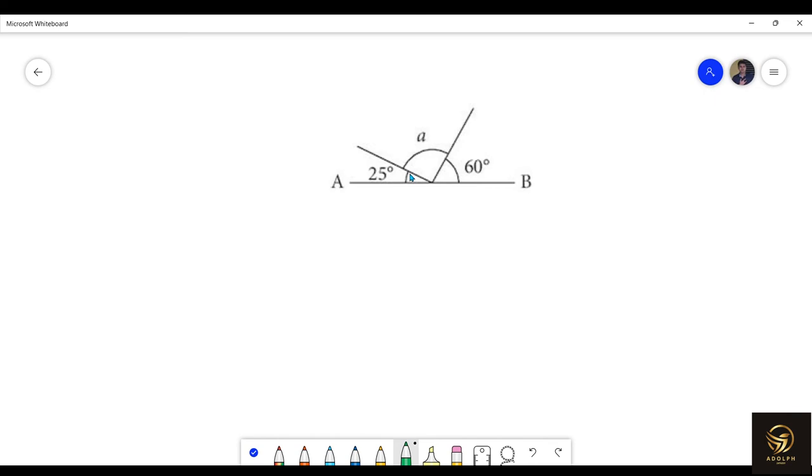25, 60, you will do mind calculation. But how will you be writing it as steps? First, simple: add each angle, the three angles are given, add them. For adding, you can use the addition symbol. 25 plus a plus 60, equate it with 180. So equate means the equal symbol will be used.